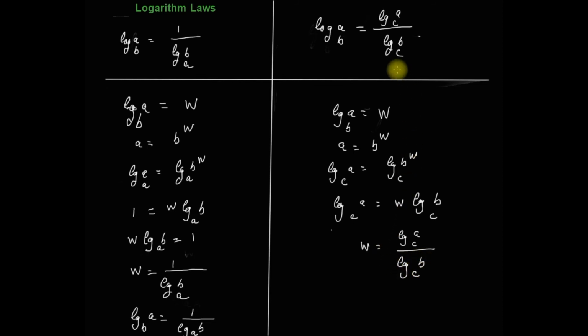But w is log base b of a, as we defined it up here. So we get the final result that log base b of a is equal to log base c of a divided by log base c of b.